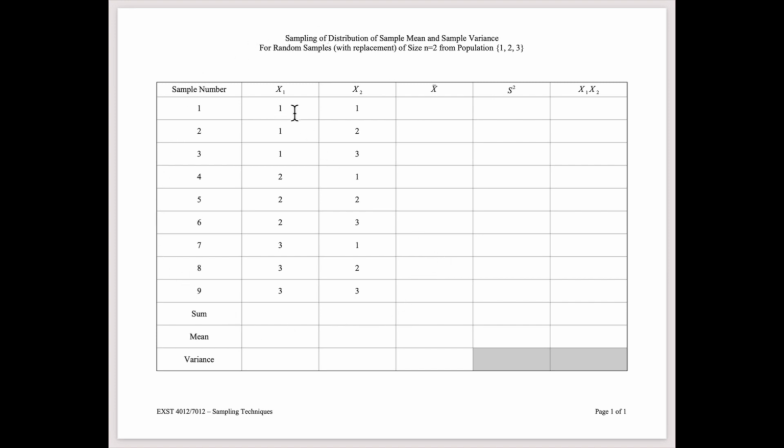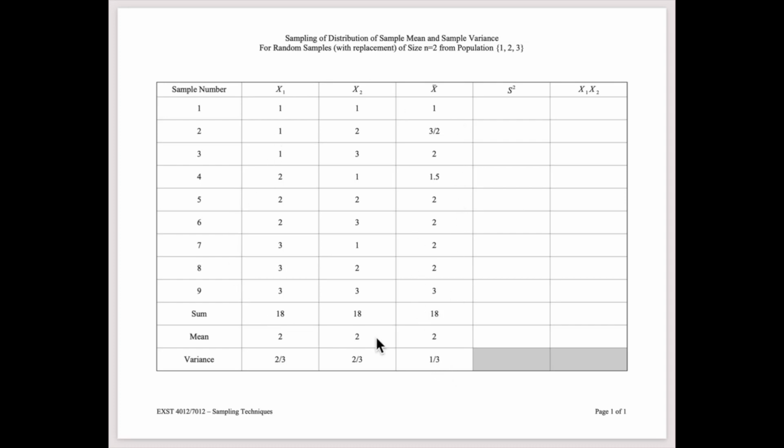And if I were to do that, then this is what that part of the table would look like. So again, I've got my 9 possible samples, and I could calculate summaries of these values for each column, and I'll do that. I could also calculate the mean for each of my 9 samples and put them in this column. And I've done that here. And I've also calculated the sum and the mean, as well as the variance of those values.